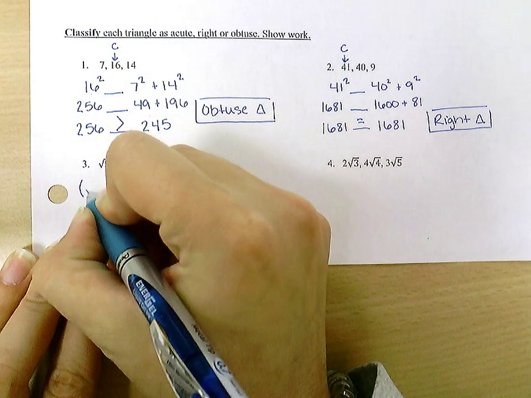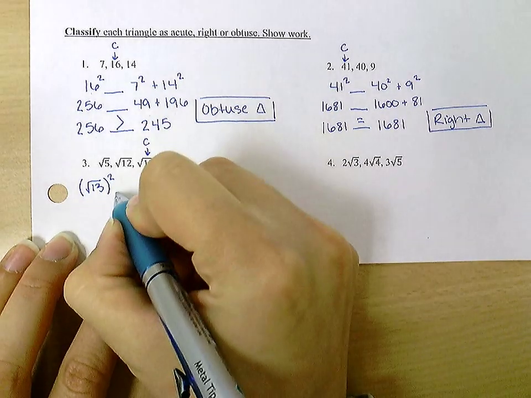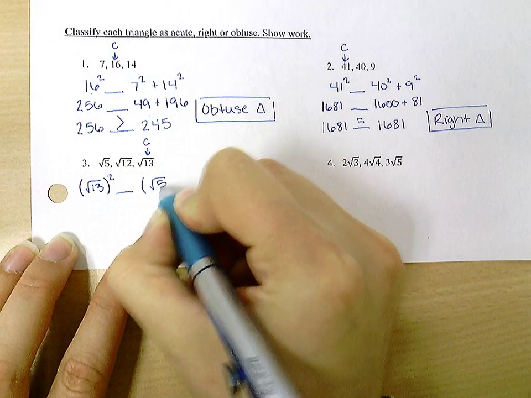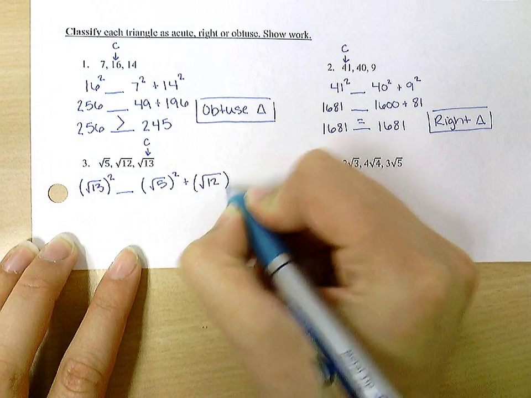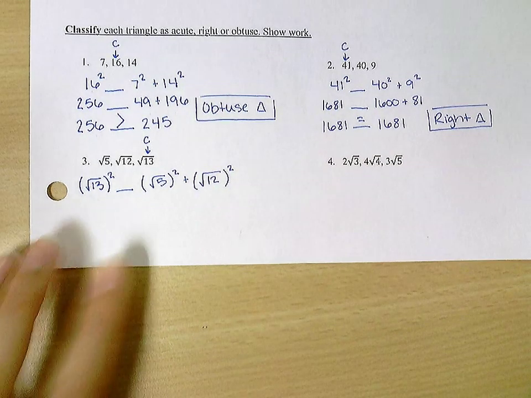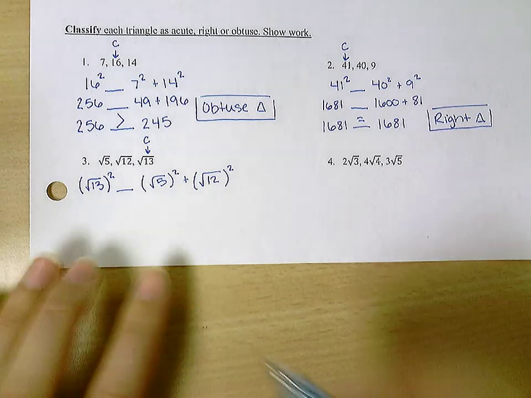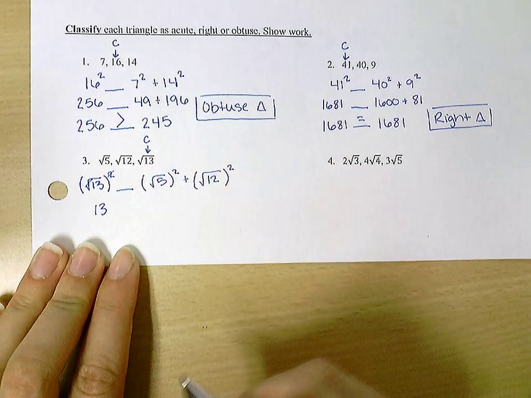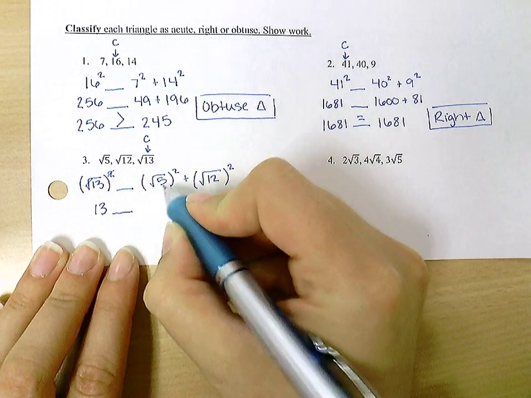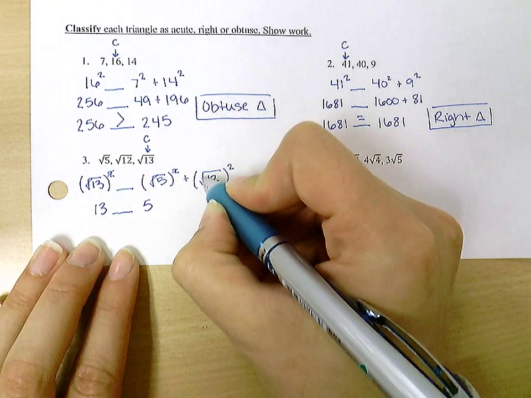So for that first one, I would have the square root of 13 squared compared to the square root of 5 squared plus the square root of 12 squared. Now if I square a square root, they cancel each other out. Okay, that's why I didn't want to write down those decimal approximations. So my root and my square cancel. I'm left with 13. Here again, my root and my square cancel. I'm left with 5. And then same thing for 12.